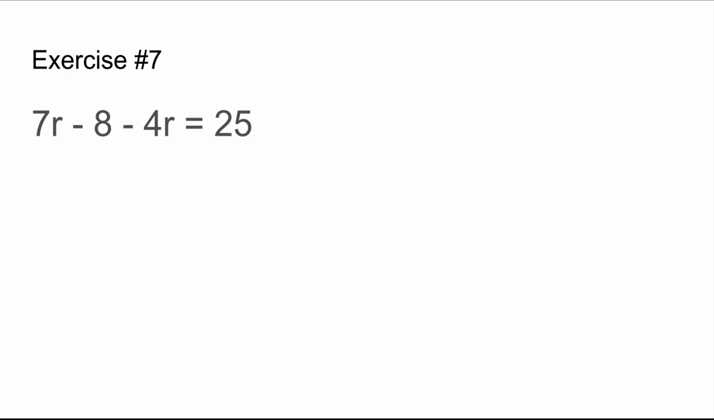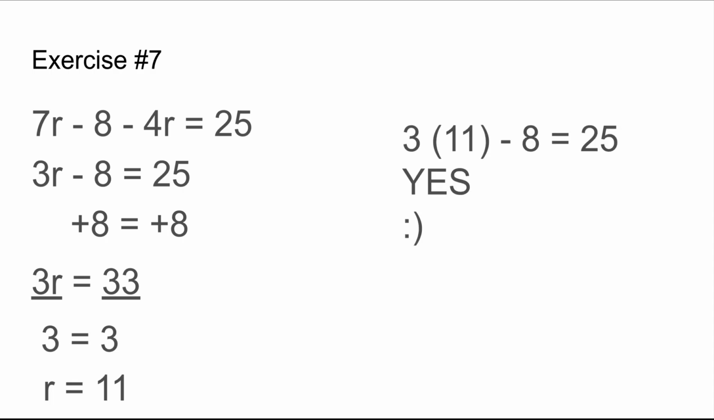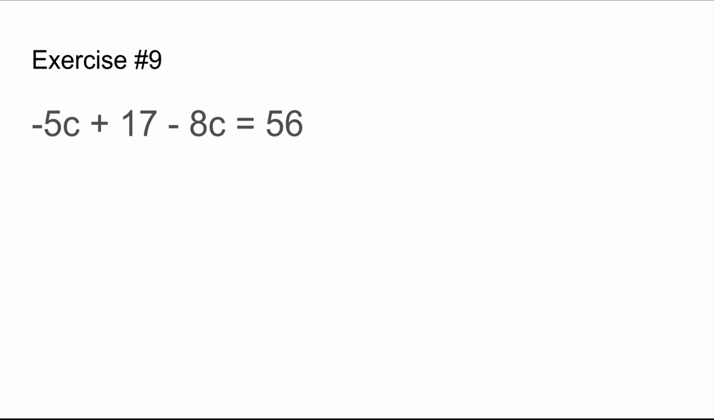Number 7. 7r and negative 4r would make 3r minus 8 equals 25. Add 8 to both sides. 3r equals 33. Divide by 3 on both sides. R equals 11. Plug it back into your simplified equation. Yes, we are cooking.